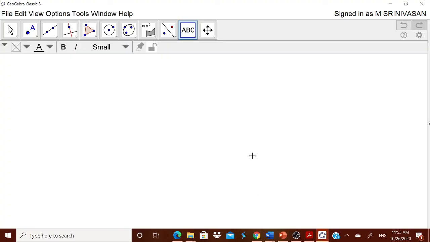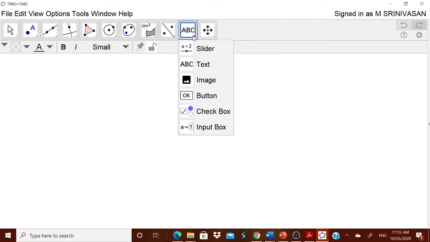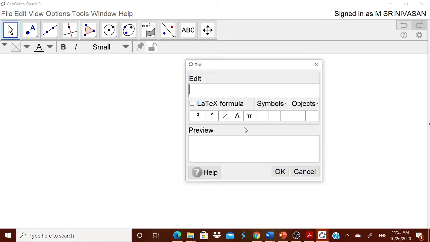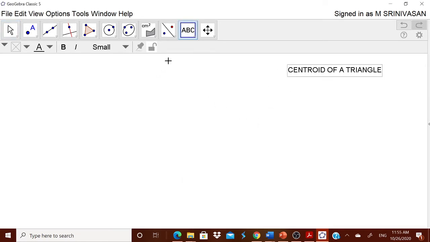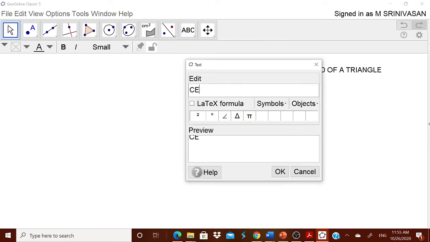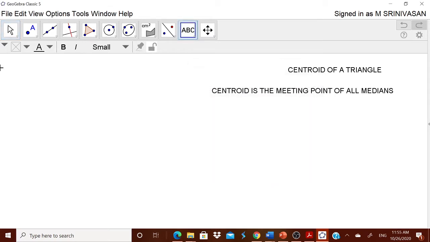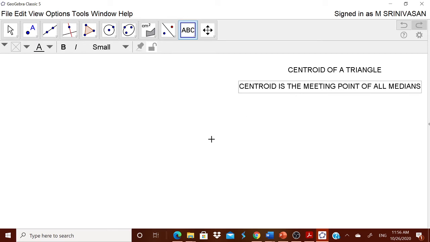For this, I have taken a GeoGebra worksheet and I have selected geometry view from the perspective. Let me type there, centroid. Then you can ask the children what they mean by the centroid. That may be the next answer the children will be giving: centroid is the meeting point of all medians. Now you can ask them and start your next construction.